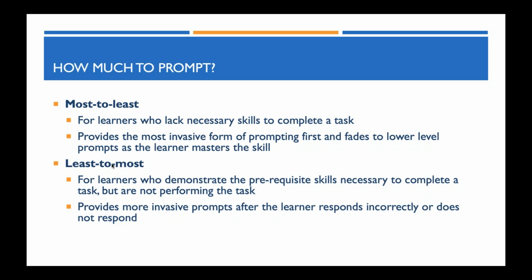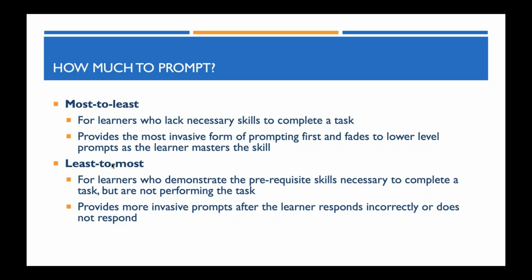Least to most prompting is used for learners who demonstrate the prerequisite skills necessary to complete the task, but are not performing the task. So they know some of these skills, but for whatever reason they're not performing the task. So you don't want to go in right away with a hand over hand prompt. You might want to gently touch the elbows to see if they will engage in the behavior, and then gradually, if they're not responding, you can increase the invasiveness of the prompt, and then go in with a more full physical prompt.